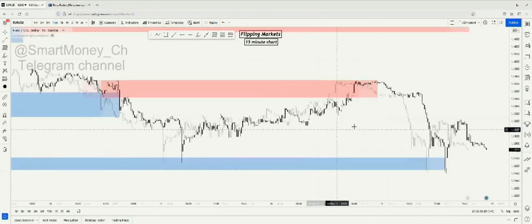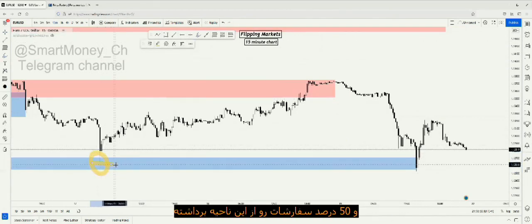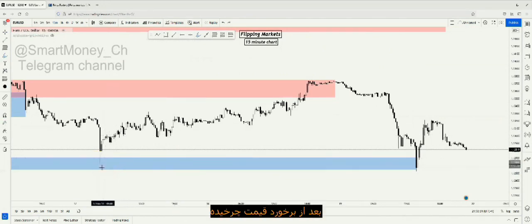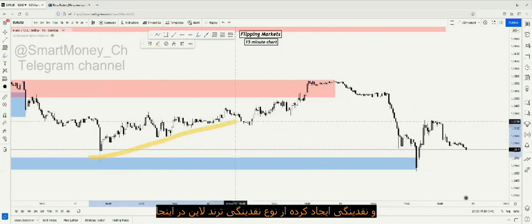On the 15-minute, this was our first demand mitigation and it collected the 50% of the orders from this zone. After the tap, price reversed and started a small bullish order flow to mitigate the supply zone. As you can see, this was a really, really slow bullish order flow straight up to the supply zone, building up liquidity on the upside. So we have this liquidity trend line right here.